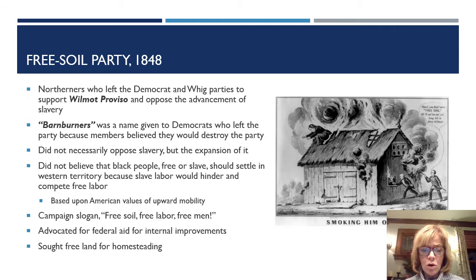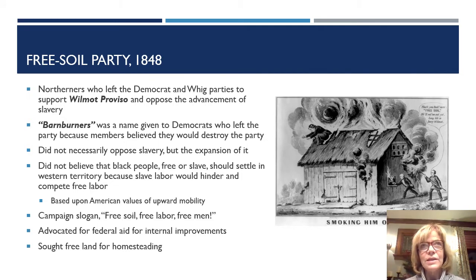So the term barn burner refers to Democrats who are going to leave the party, who others say are going to destroy it. On the opposite end, in the South, we have Democrats who are fire eaters, people who are so staunchly supportive of slavery, and that's like their main topic, right? So anyway, these free soilers, even though it sounds good, they're not necessarily anti-slavery.